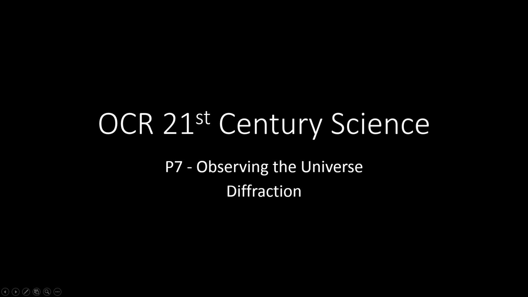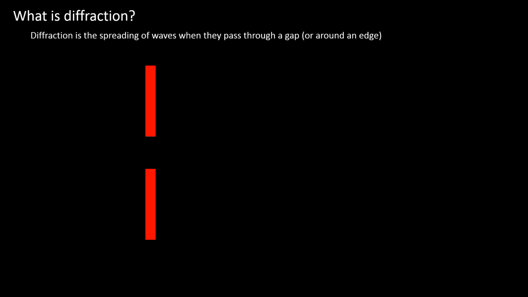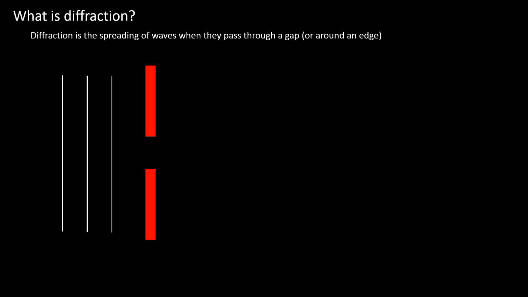Okay, so this video is about diffraction and its effect on the images formed by telescopes. First of all, we need to understand what diffraction is. We're going to go back to the wavefront picture of waves that we used when we were first talking about refraction and show you some waves coming through a gap.